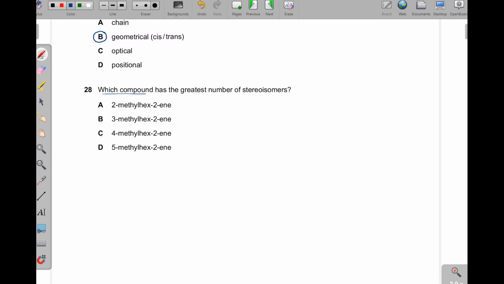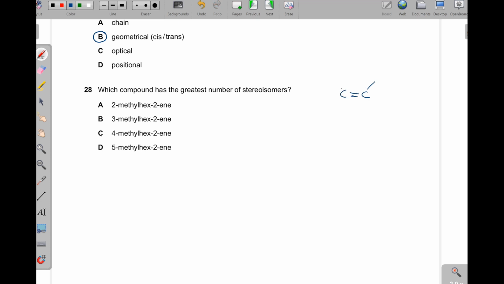Question 28. Which compound has the greatest number of stereoisomers? So for stereoisomers, we look at optical and geometrical. For optical isomerism, we have to look for the chiral center, that carbon which is connected to 4 different groups. And then for geometrical, just like I've said in the previous number, we have to look at the 2 carbon atoms in the double bond.